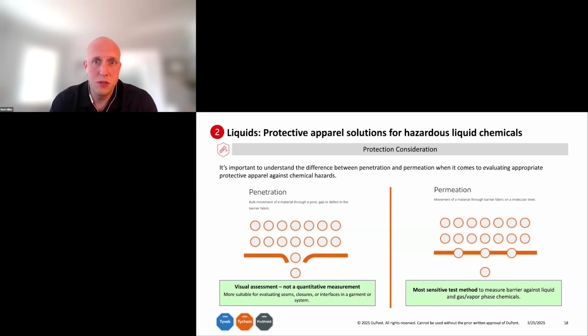That's when material is getting through, whether it's a seam, a gap in the suit, a material defect, what have you. You can physically or visually see the chemical or the material getting through the garment. The other one is permeation, and permeation is much different. It is quantitative. This is when the material is actually moving through the barrier fabric at a molecular level. So when we measure our garments, we measure permeation down to 0.1 micron in size.